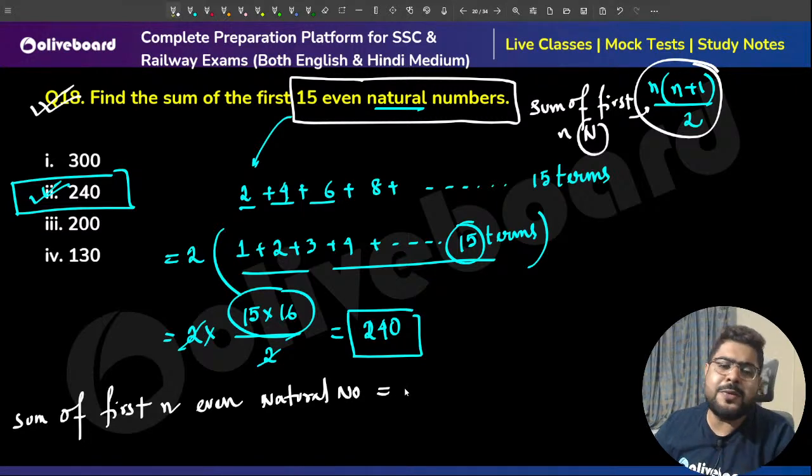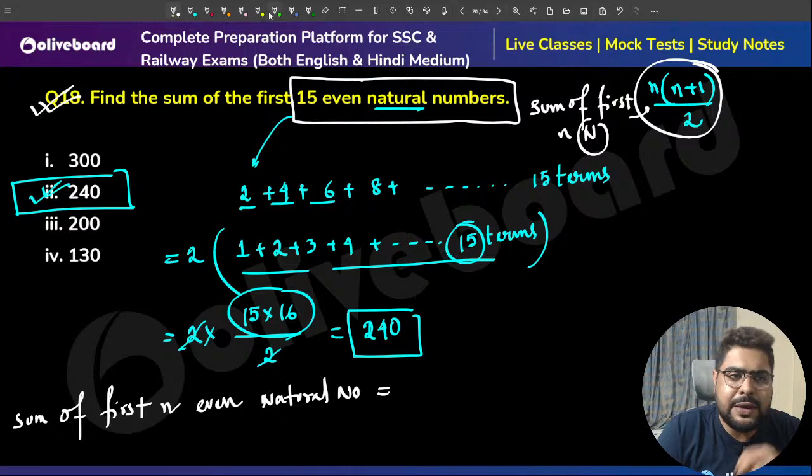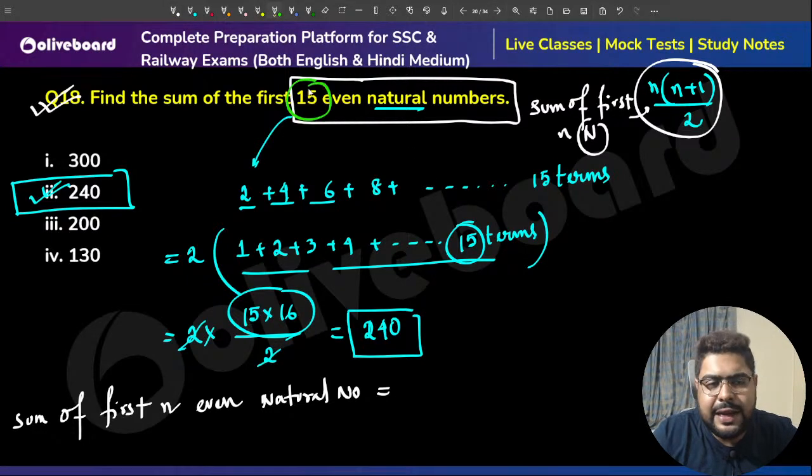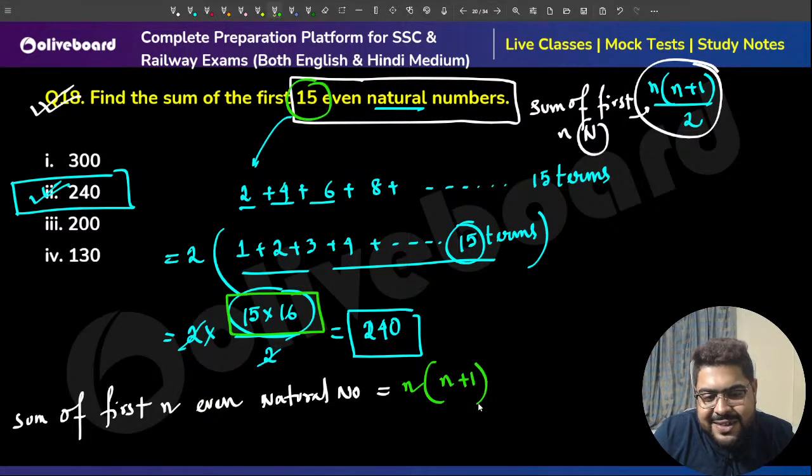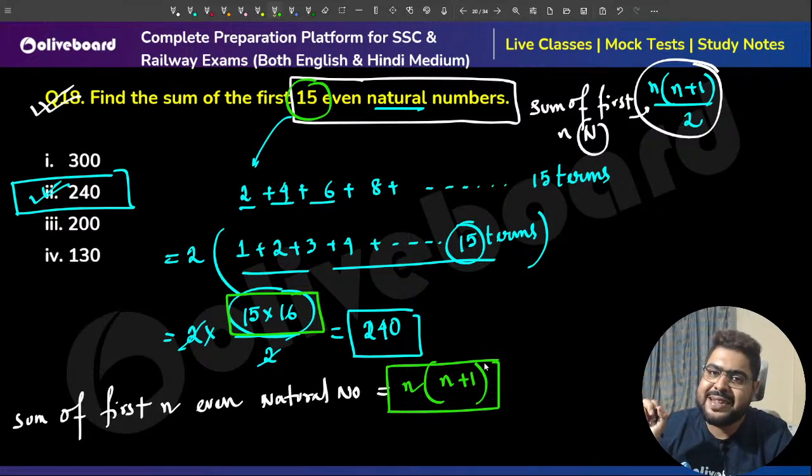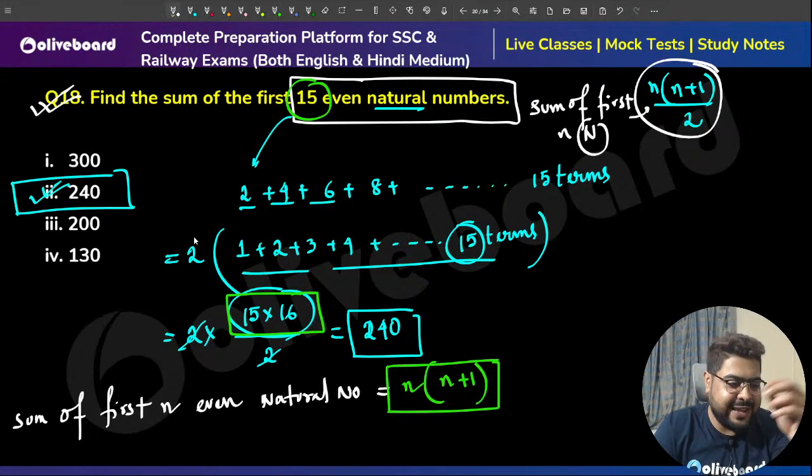You guys tell me now what happened. Sir, we will make the formula. 15 numbers, so we are multiplying. The answer is 15 into 1 more. So can I say n into n plus 1? This is your formula.